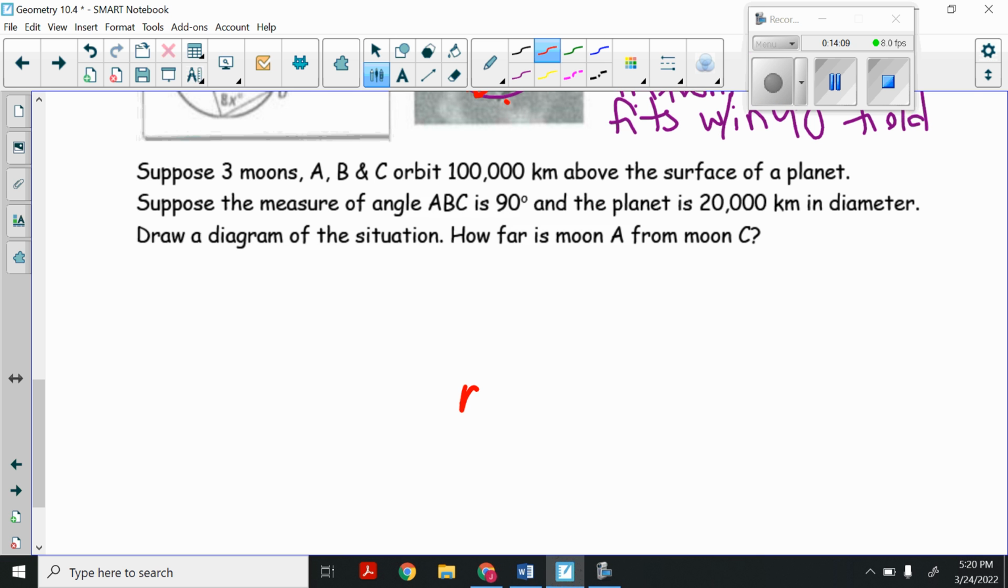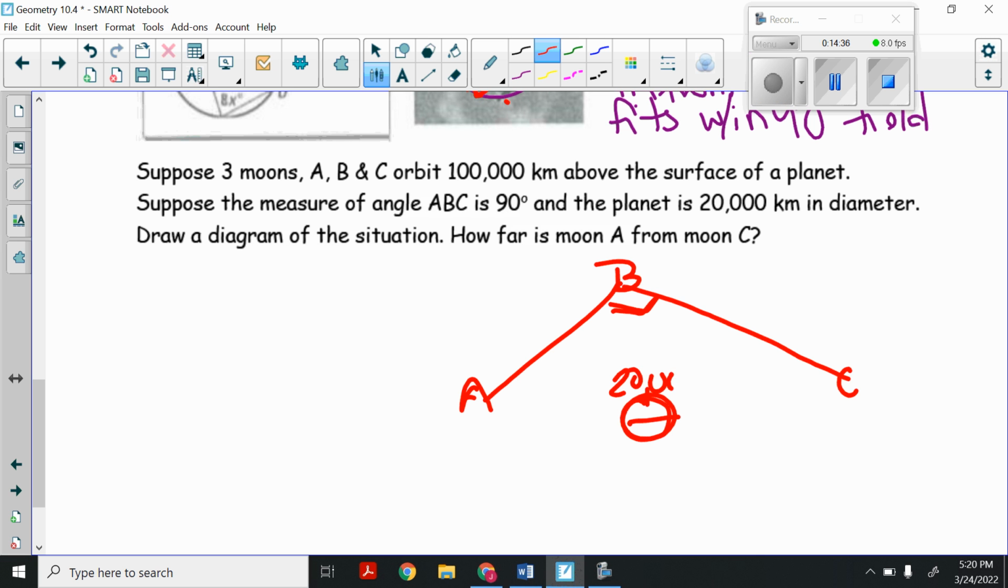So I'm going to say I have moon A, moon B, and moon C. Here is a 90-degree angle. Those three moons orbit 100,000 kilometers above the surface of a planet. So here's my planet. The planet is 20,000 kilometers in diameter. So I know from here to here is 20,000.